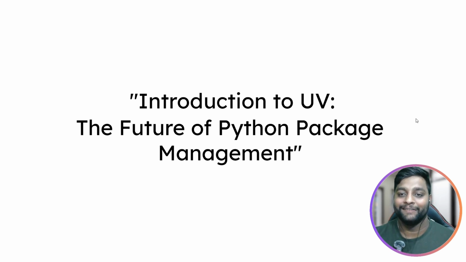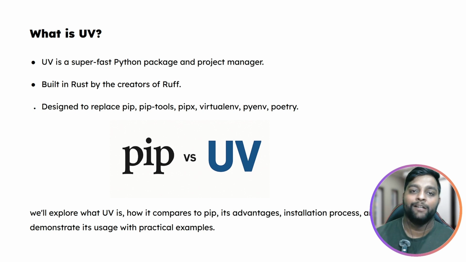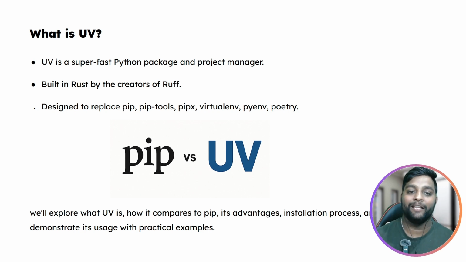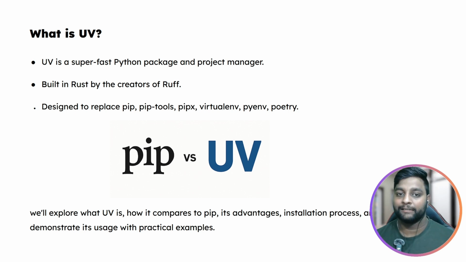Okay, let's go ahead. What is UV? UV is a super fast package manager which was designed using Rust, the programming language. The creator of Ruff, the person who created Ruff, has created the UV package manager. It was mainly designed to replace pip, pip-tools, pipx, virtualenv, poetry, and pyenv. All these tools are there, and to replace them, they have designed UV.